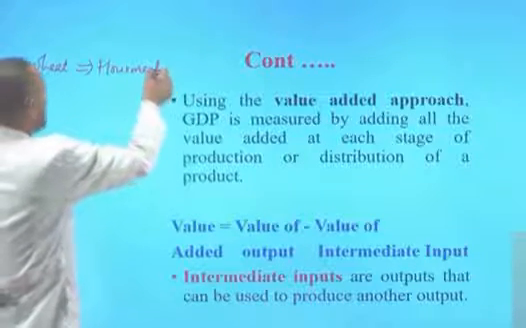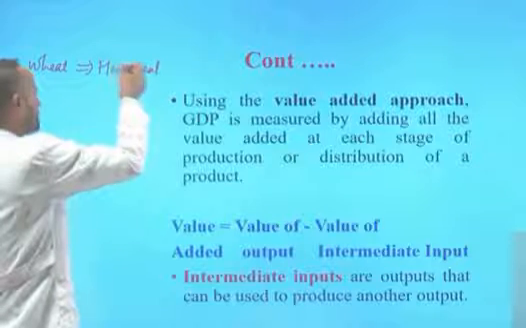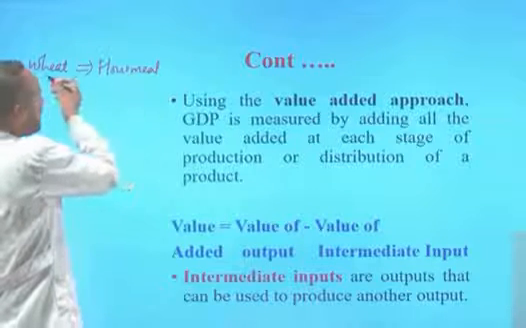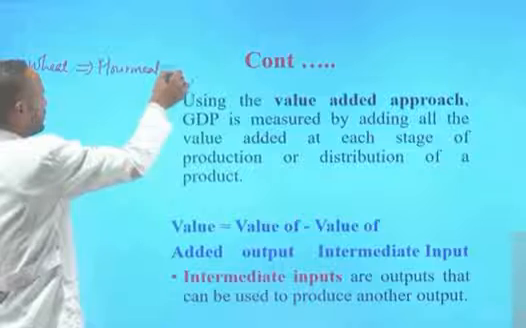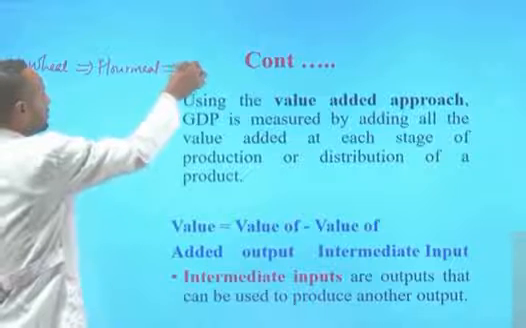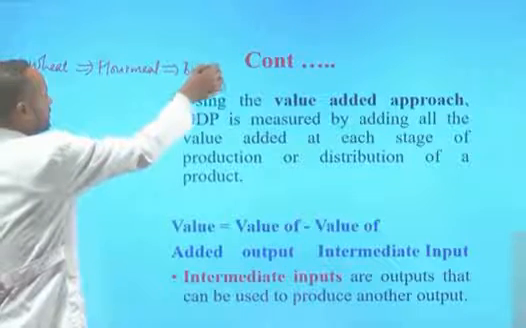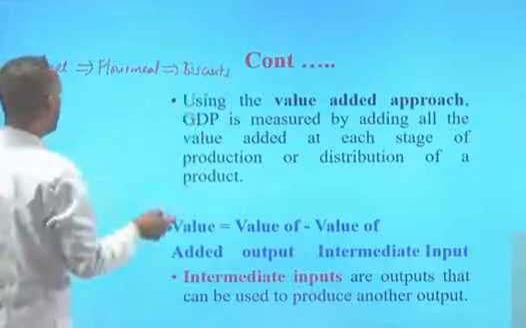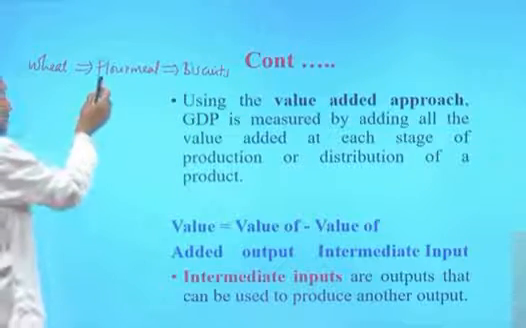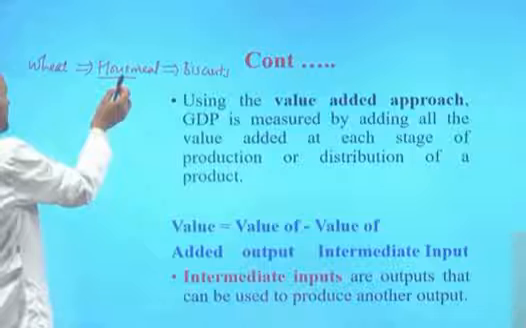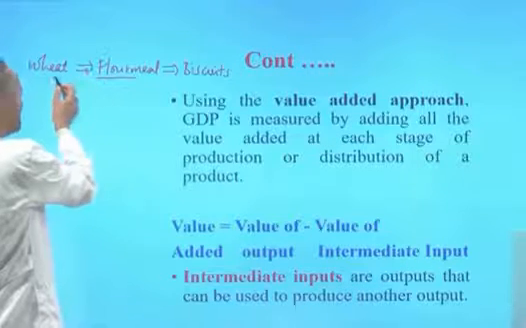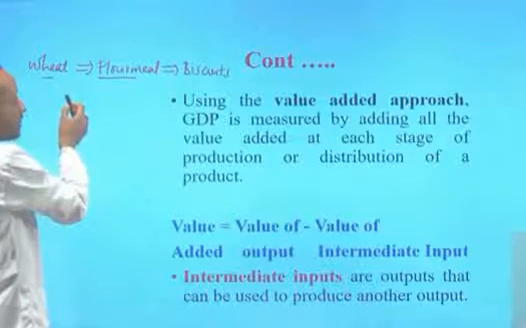And this flour meal is an output by itself, produced from the input wheat, and when we use it for the production of biscuits, this flour meal becomes an intermediate input. So the value added is the value of the output, the value of the flour meal, minus the value of the intermediate input, the value of wheat. This will give you the value added.